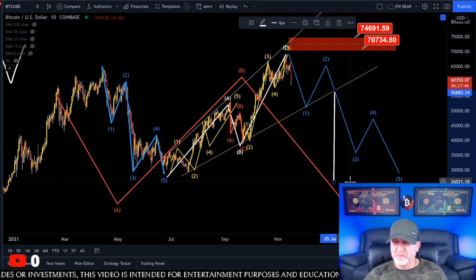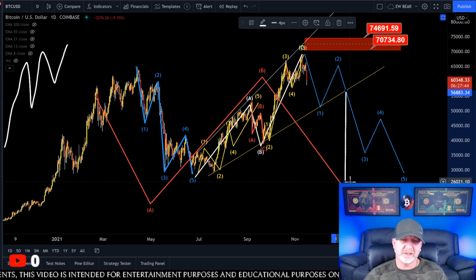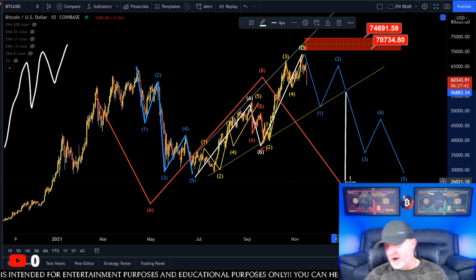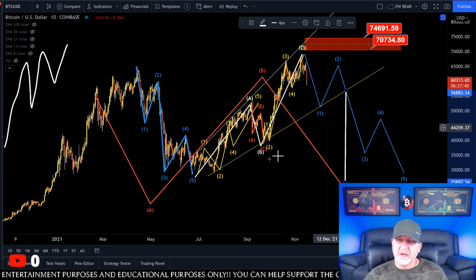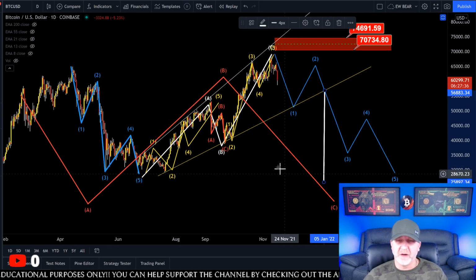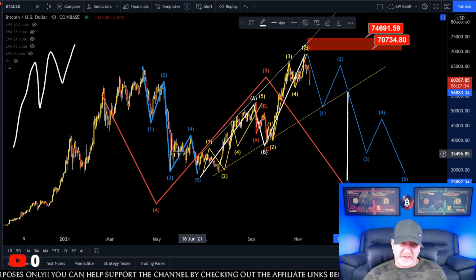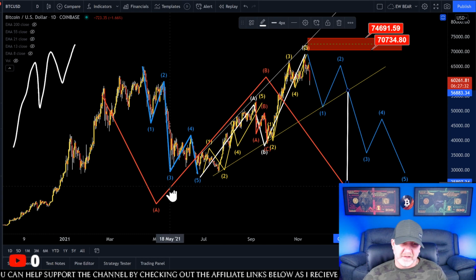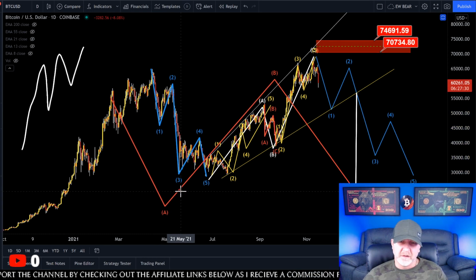If it broke there, it could possibly go down all the way to 26, 25,000, somewhere in there. We'll see what happens. Definitely want to watch this trend line right here off of these wicks. Now, yeah, like I said, 5 waves down. That was this A. And then if we look for B.